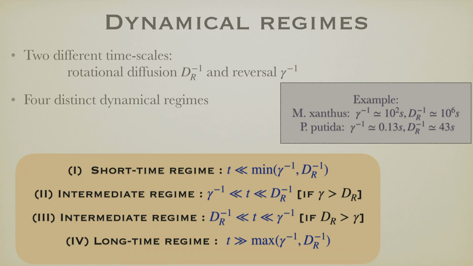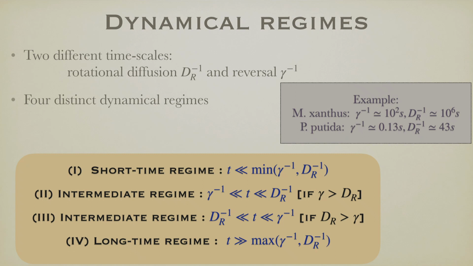Let me summarize what we see, and then I will come to the details. Depending on the values of gamma and dr, we can have 4 different dynamical regimes. One is the short time regime, when the observation time is much smaller than both the time scales of the system. Then there is the long time regime, where the time is larger than both the time scales, and here we expect from the trajectory picture some kind of effective diffusive behavior. And then there is an intermediate regime depending on the order of gamma and dr. If the time is larger than one time scale but smaller than the other, then we see a completely different behavior, and we will see what it is.